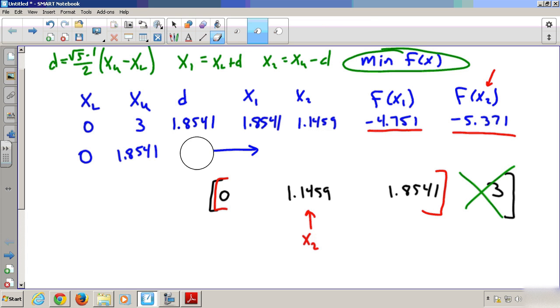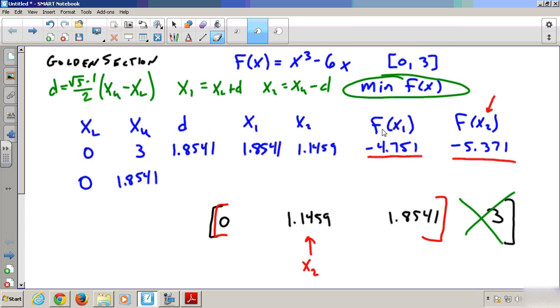Now, let's do it again, since I know students get trouble with this. What's D now? Well, you still have to calculate it out. It's going to be the square root of 5 minus 1, divided by 2. That gives you the golden ratio. We're going to now multiply that by 1.8541. The new D here is 1.1459. Now let's do a new x1 and a new x2.